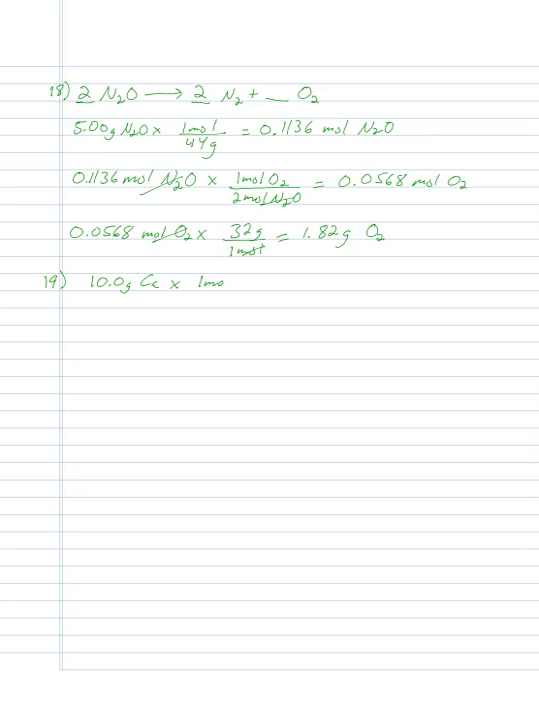And now we take that answer and convert that into grams, and so that's going to be 32 grams per 1 mole for my oxygen. And we get 1.82 grams of O2. So that should be C.